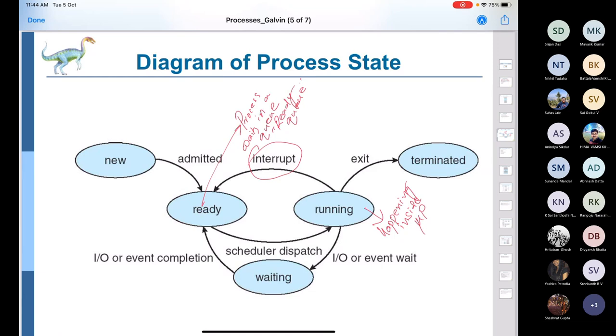Okay, so the ready queue typically can be a linked list like this. So this is kind of the head of the queue. This is the one that can be sent into the running state later on. So this is the one that will be selected next.